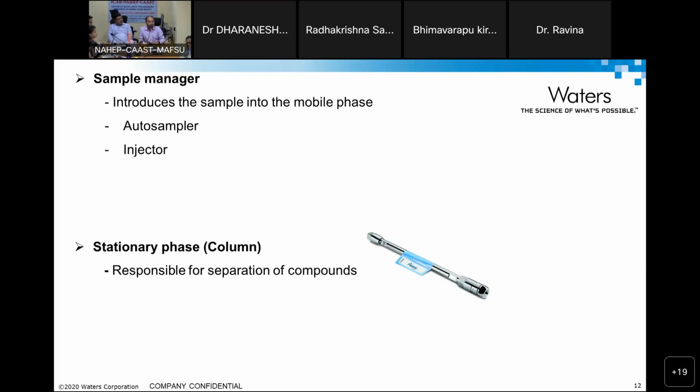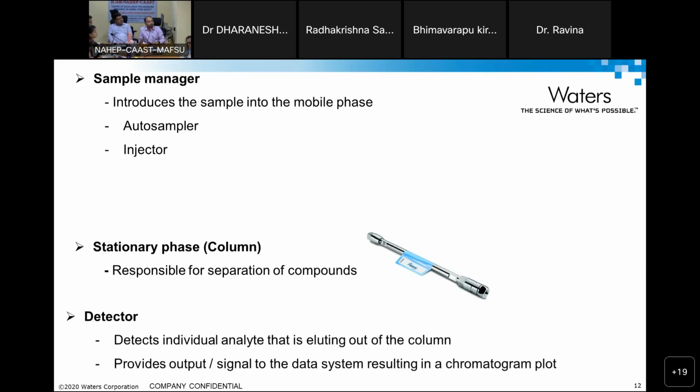And finally, the detector. It detects each individual analyte eluting out of the column based on its interaction with the stationary phase, and it provides an output or signal to the data system, which results in the chromatographic plot.